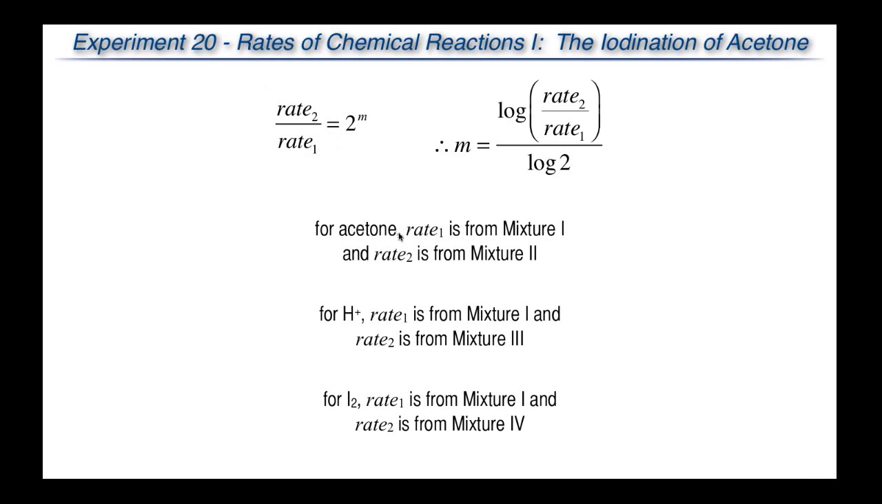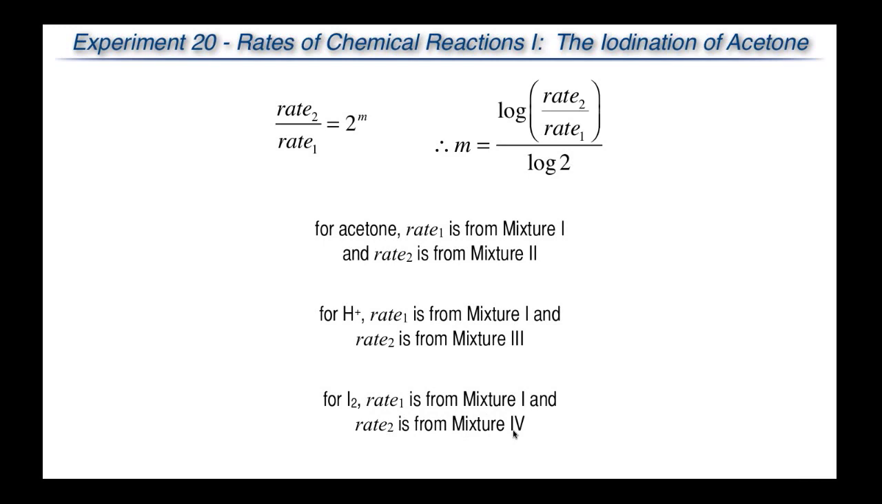Okay, so for acetone, rate 1 in this equation is determined from mixture 1, and rate 2 is determined from mixture 2, where you doubled the concentration of acetone and kept all the other concentrations the same. For H+, rate 1 is also the rate from mixture 1, and rate 2 is the rate from mixture 3, where you doubled the concentration of hydrogen ion and you kept everything else the same. And likewise for iodine, rate 1 is from mixture 1, and rate 2 is from mixture 4, where you doubled the concentration of iodine and you kept the concentration of everything else the same.